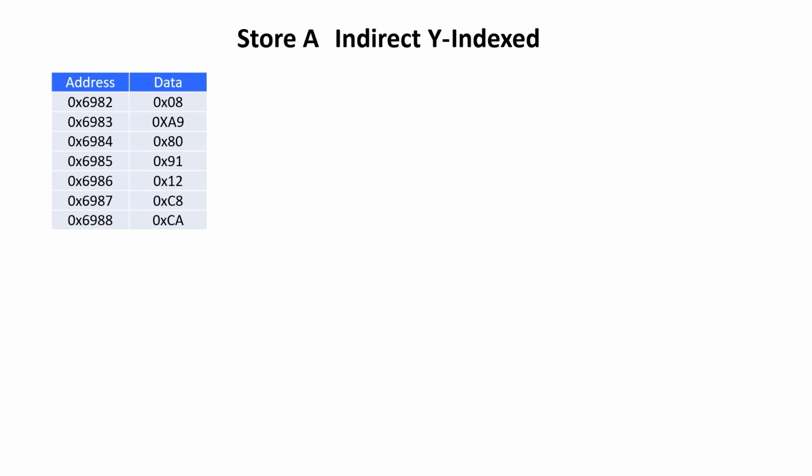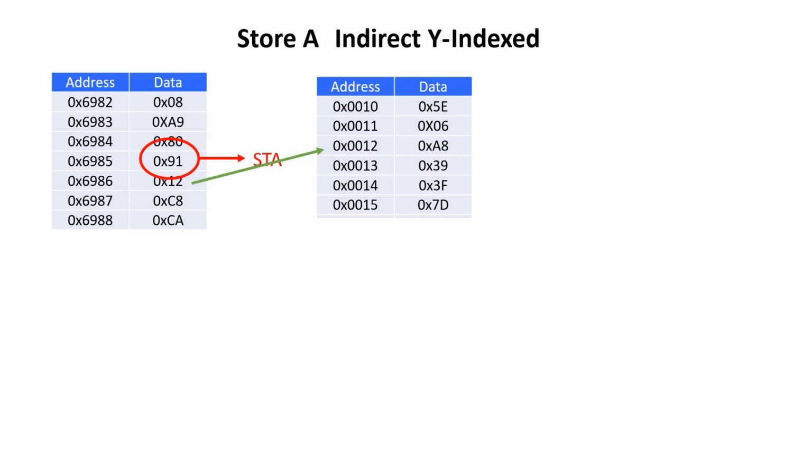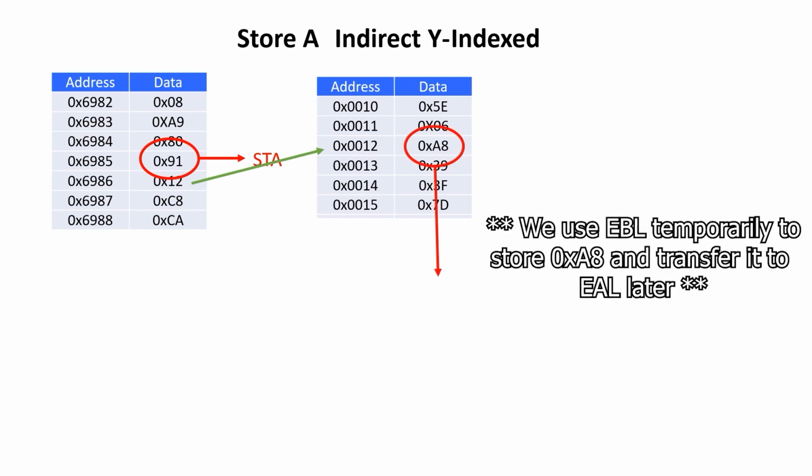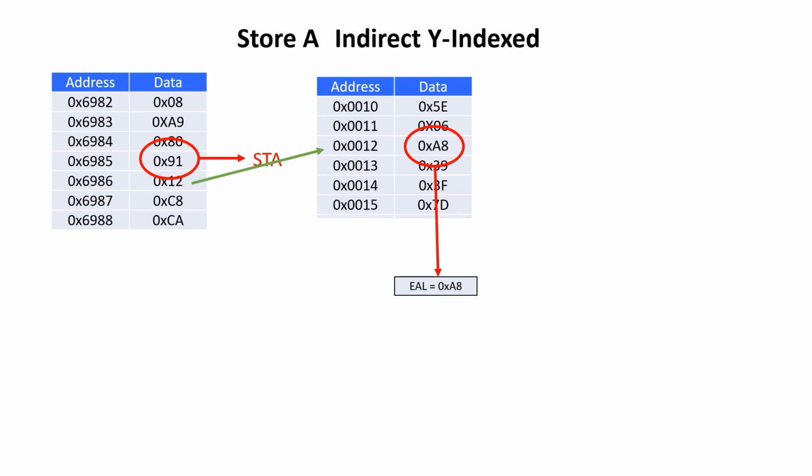Let's walk through an example. Here, the address 6985 contains the opcode 91, which is STA using indirect Y indexed mode. Here, the 0-page address is 12, so we look up 12, and we store the contents, which is A8, in our EAL register. We then go to the next address, which is 13, and store that value in our EAH register.